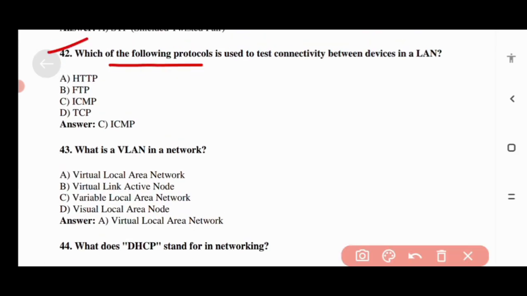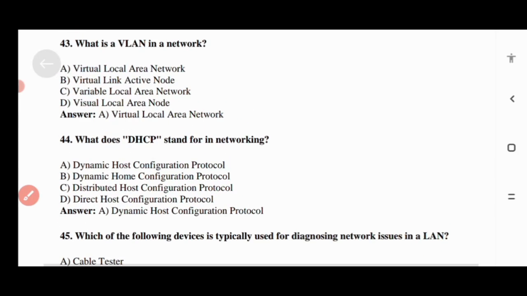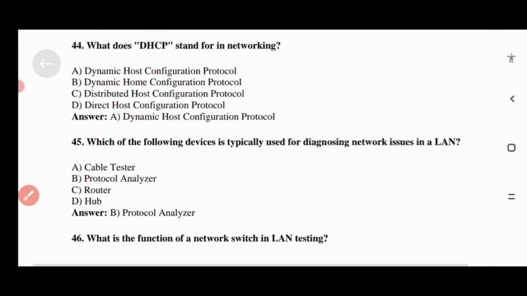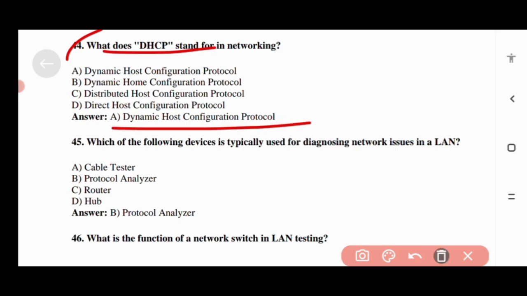Which of the following protocols is used to test connectivity between devices in a LAN? ICMP. What is a VLAN in a network? Virtual local area network. What does DHCP stand for in networking? Dynamic Host Configuration Protocol.